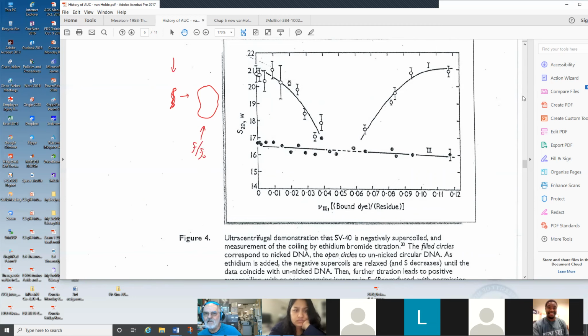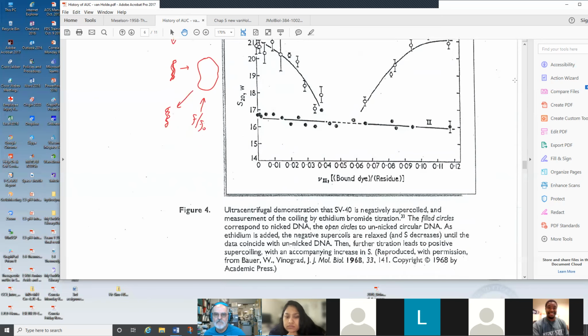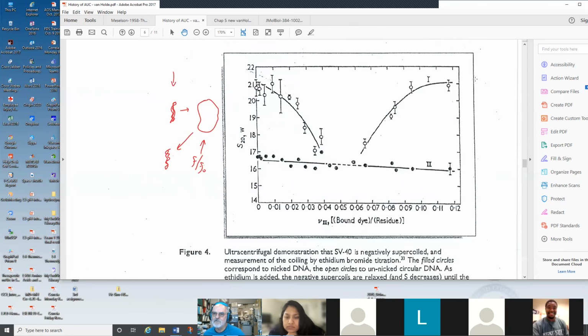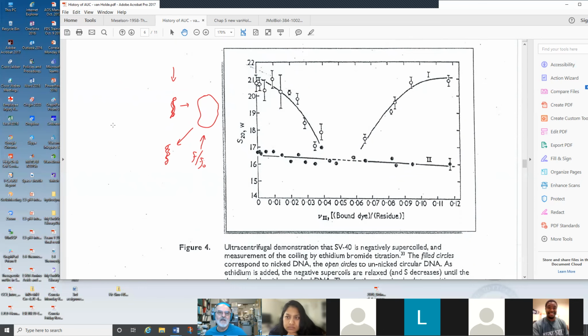But then if you keep adding ethidium, it starts to supercoil in the other direction. And I can't show you that here. And so it rewinds. So this must start out as negative supercoil, and then it becomes positive supercoil. The negative supercoiling is relaxed until the data coincides with the nicked DNA, and then it leads to positive supercoiling, and the shape changes. So the molecular weight never changes, the shape changes, the f over f naught changes. Okay, and so the sedimentation method was used for this type of analysis.